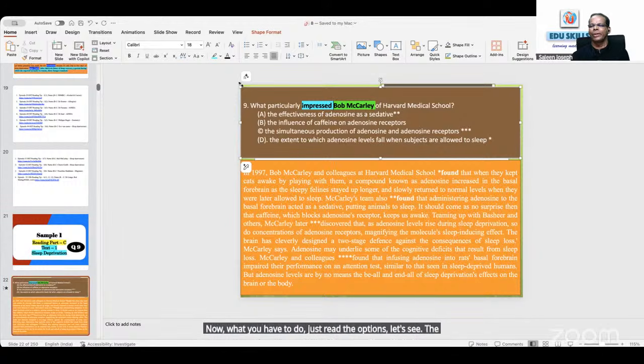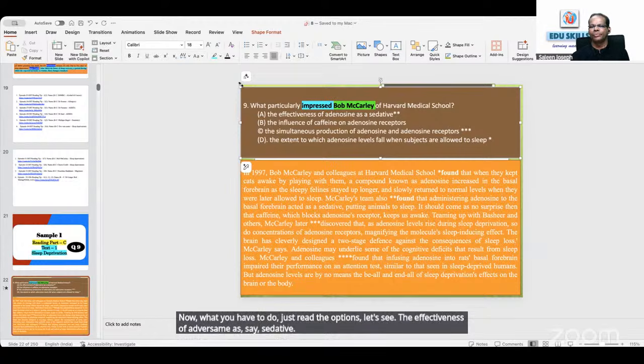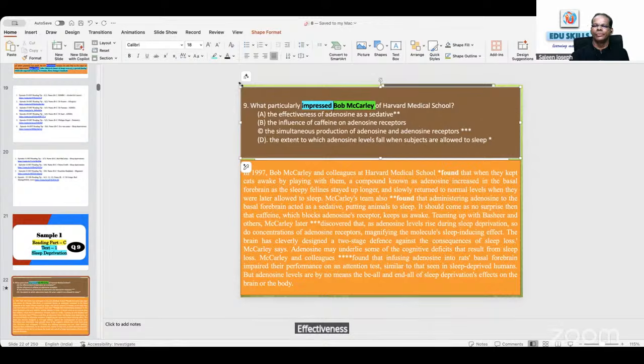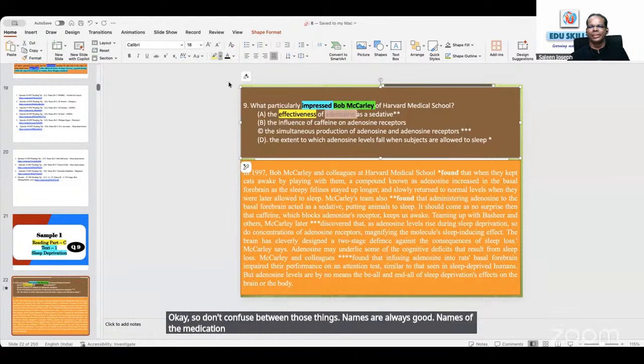Option A: the effectiveness of adenosine as a sedative. Effectiveness. Adenosine. If there is some name, always the name is important, okay? Adenosine is a name, not another person. So don't confuse between those things. Names are always good, names of the medication or anything, whatever.